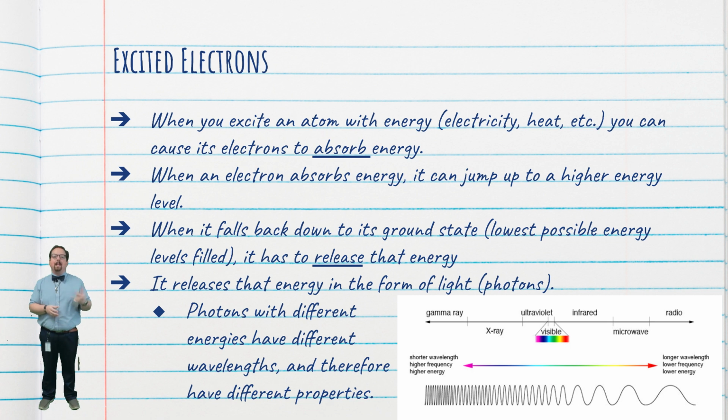When it falls back down, it has to release that energy again. Electrons release energy in the form of photons, or light particles. The energy of the photons is determined by how much energy the electron has to release. Different photons with different energies will have different properties. For example, a higher energy form of light is X-rays, or ultraviolet rays, while a lower energy form of light would be radio waves, or infrared.